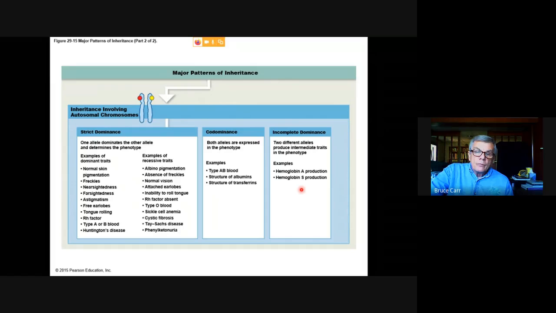Incomplete dominance is where there's an intermediate trait in the phenotype. So hemoglobin A is one thing that shows intermediate inheritance. Hemoglobin S, sickle cell anemia, shows an intermediate inheritance. If you have only one sickle cell allele, you are viable, you can be alive. The heterozygote, though, has a reduced viability because of the impairment of oxygen transport due to the sickle cell hemoglobin.